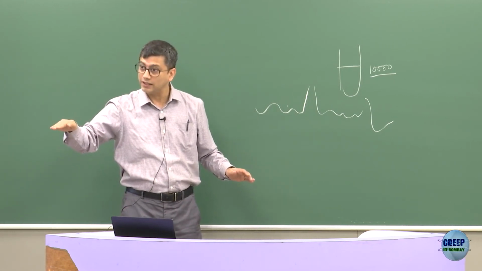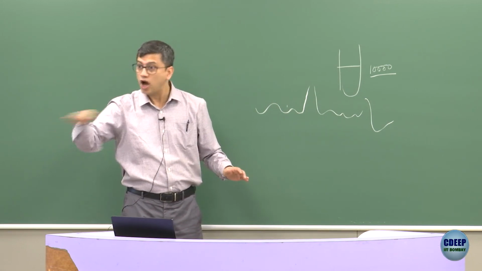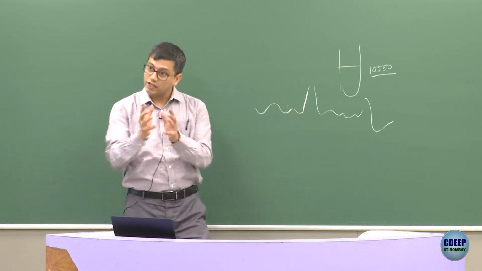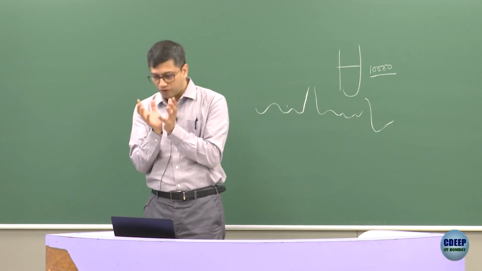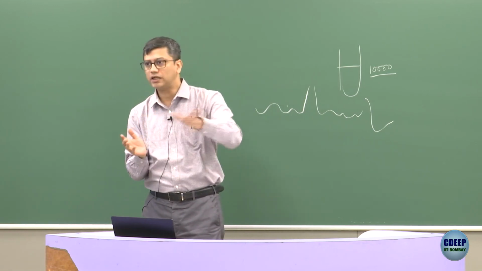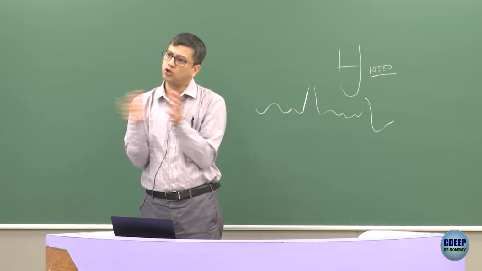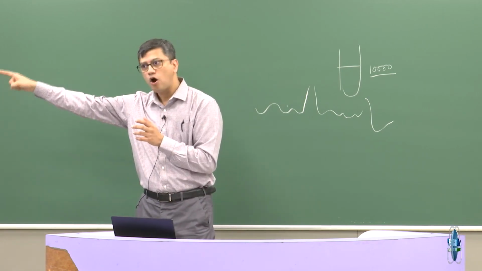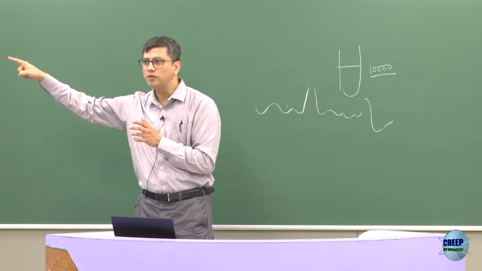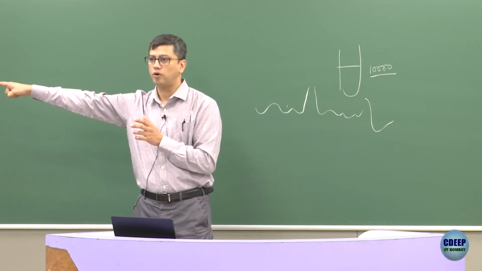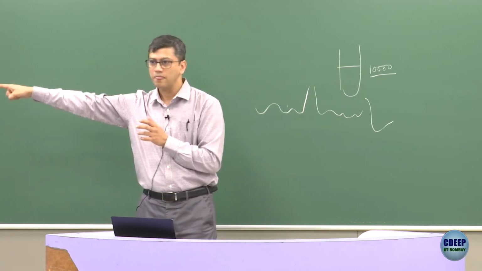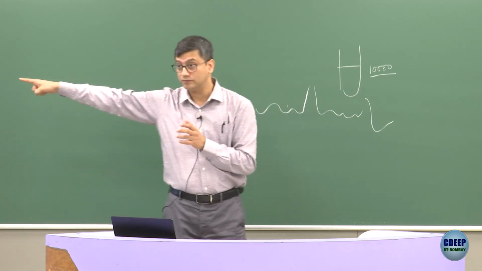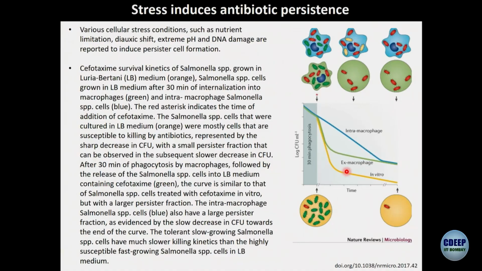Right? They are not growing inside the macrophages. Whatever is inside the macrophages, the faster growing cells have been taken care of by the macrophages. Slow growing or not growing, I have isolated them. Slow growing or non-growing cells can only be the tolerant population. Right? Okay? That's the blue line.